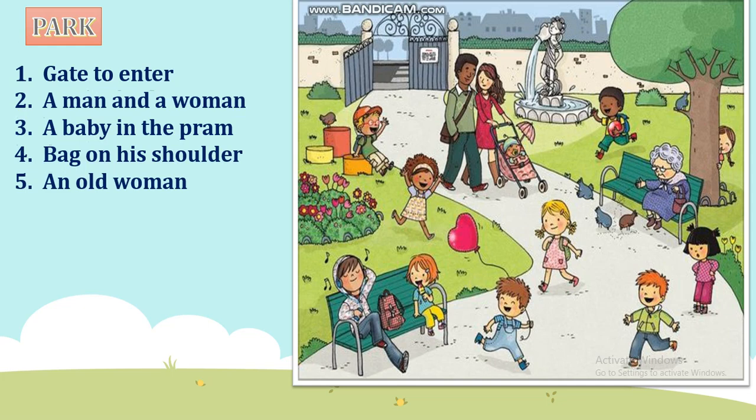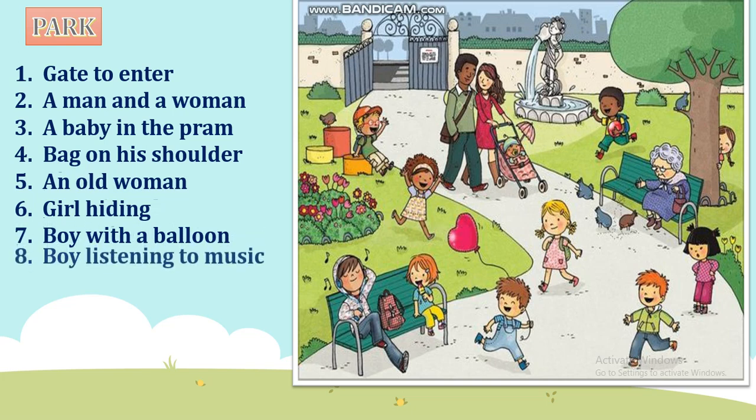What is a girl doing behind the tree? She is hiding. One girl is hiding behind the tree. Children, do you see a boy running with a balloon? Yes, we see a boy running with a balloon in his hand. Do you see a boy sitting on the bench? We can see the headphones on his head. So what is he doing? Yes, there is a boy sitting on the bench listening to music.